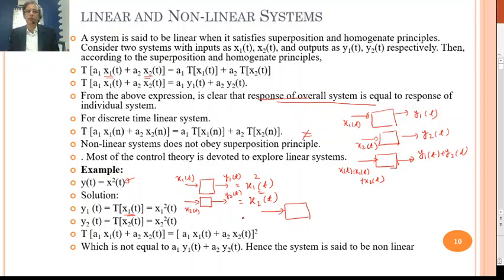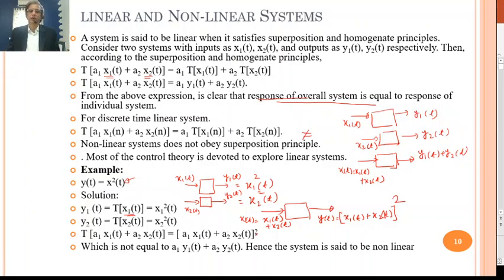Now combine x1(t) plus x2(t). Now x(t) becomes x1(t) plus x2(t). Due to this input, find the response or output of the system, y(t), and that equals x1(t) plus x2(t), and square this.